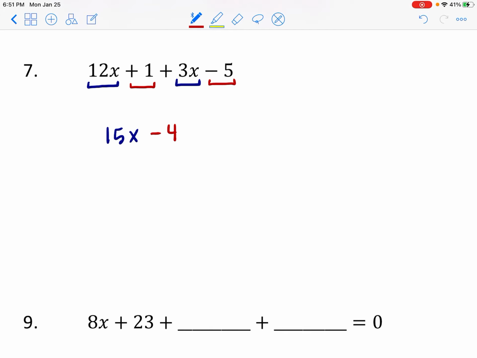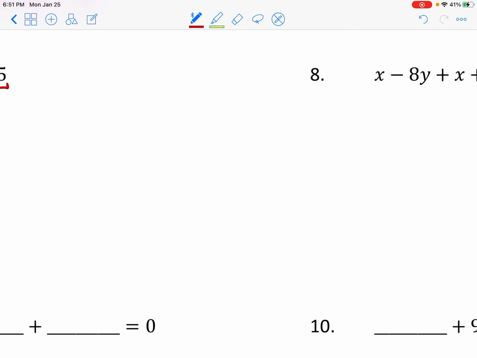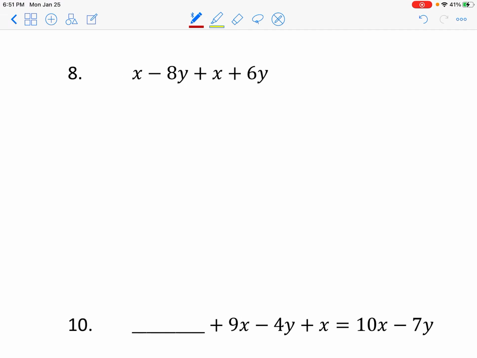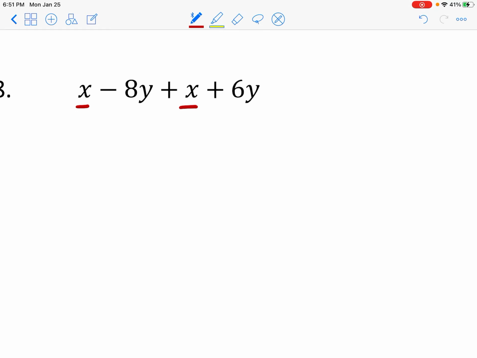So 15x minus 4 is my simplified answer there. Or here, I can combine an x and another x. Now, if you don't see a coefficient in front of the variable, there is an implied 1. So there's an invisible 1 hiding here and an invisible 1 hiding there. So if I have 1x and another 1x, that's going to be 2 of those x's altogether.